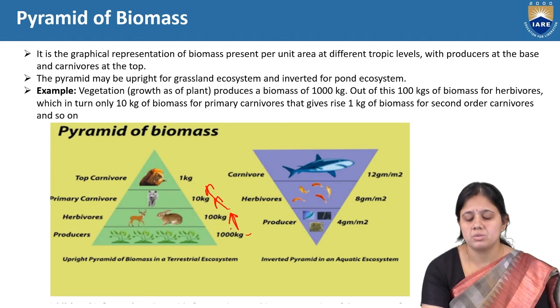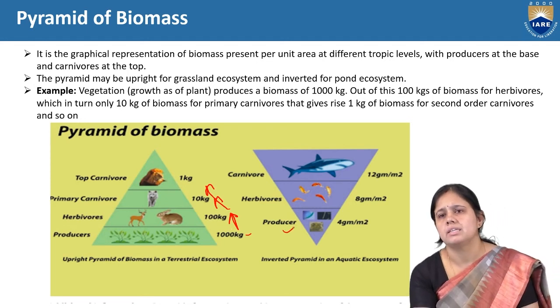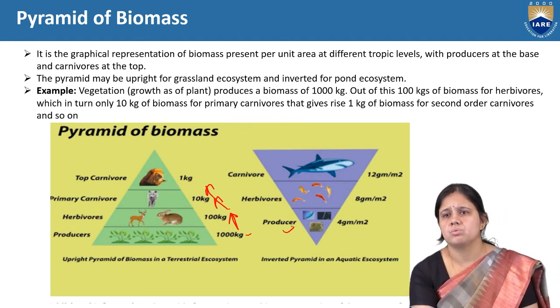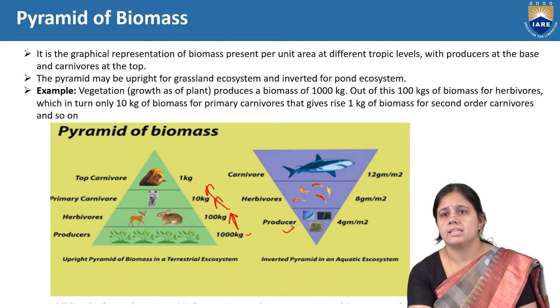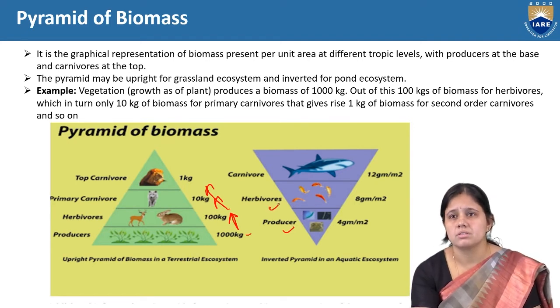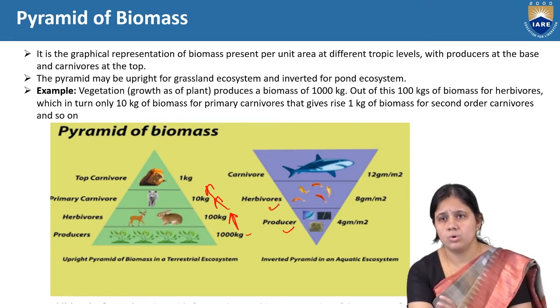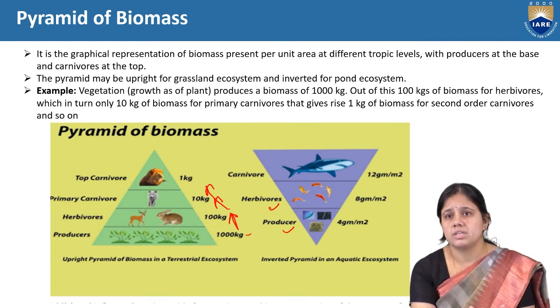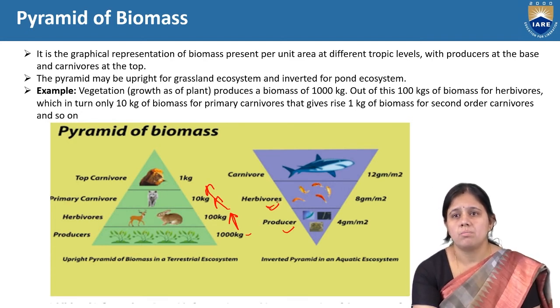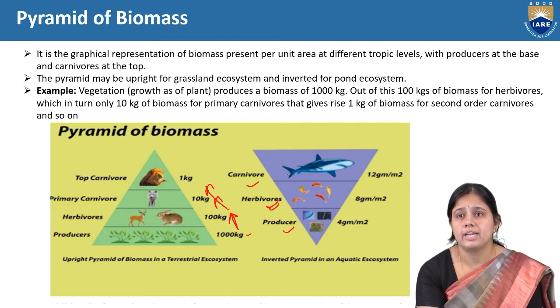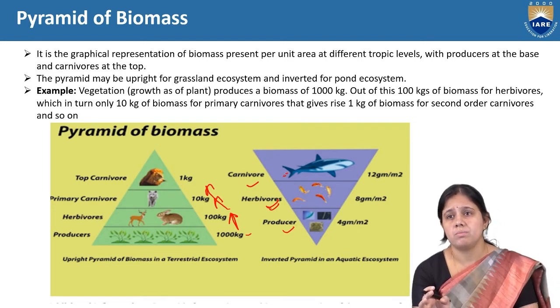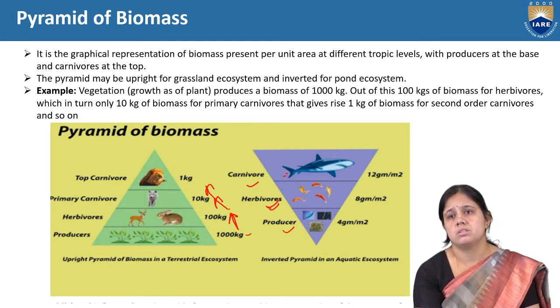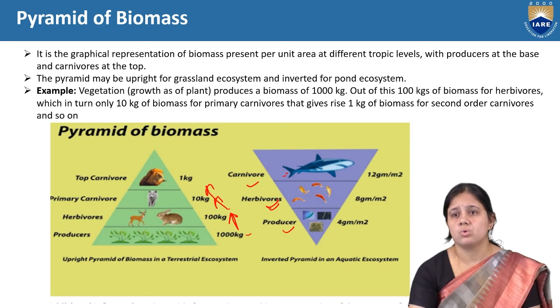The producers are always the phytoplankton in an aquatic ecosystem, and the herbivores are the small fishes. Small fishes are low in biomass, and the carnivore at the top of the food chain is the whale, and the biomass of the whale is much more than all these organisms. So it is always inverted in the case of an aquatic ecosystem.